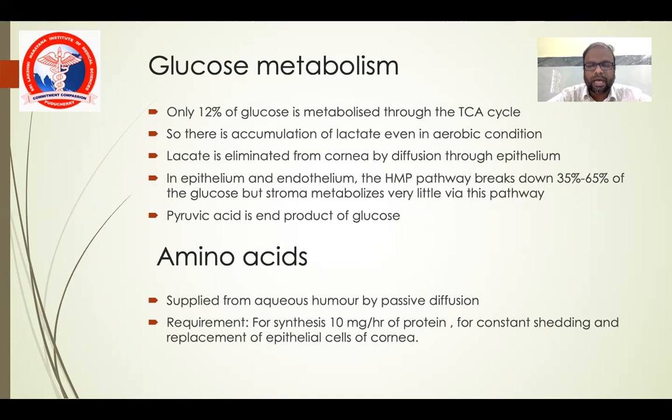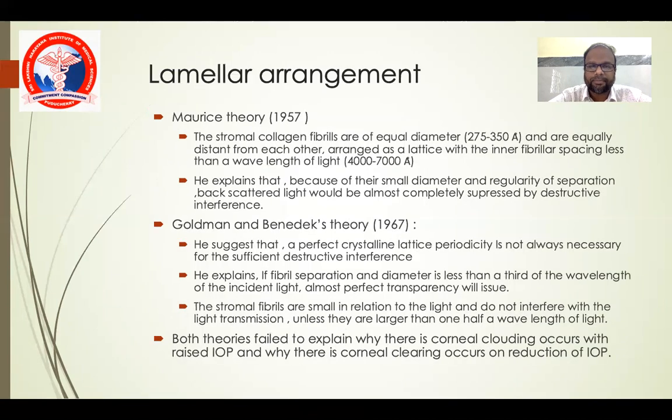Apart from glucose, amino acids are also supplied to the cornea. They are mostly supplied from the aqueous humor by passive diffusion. The requirement of amino acid for the synthesis is 10 milligrams per hour of protein, for constant shedding and replacement of the epithelial cells of the cornea.